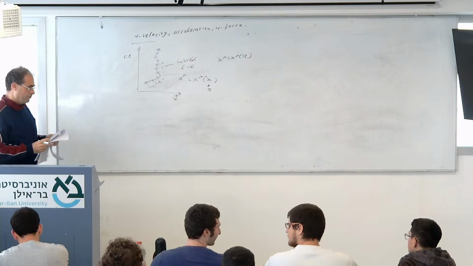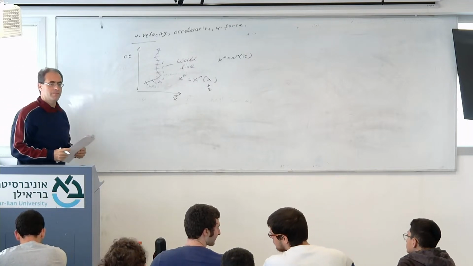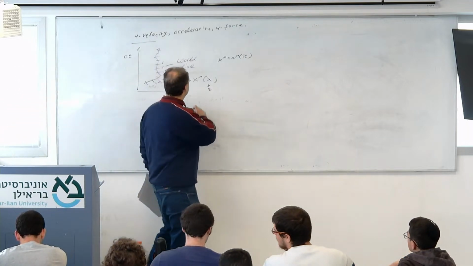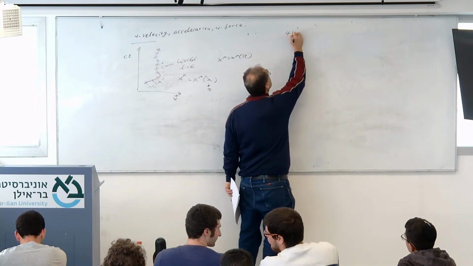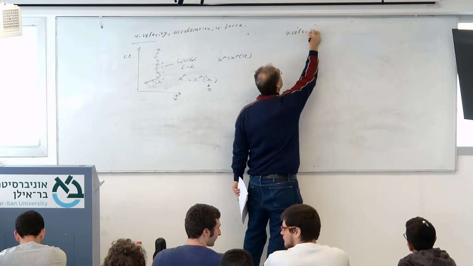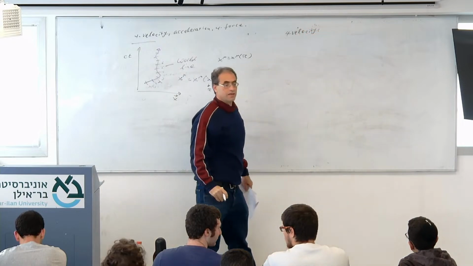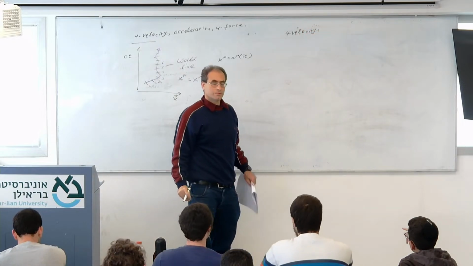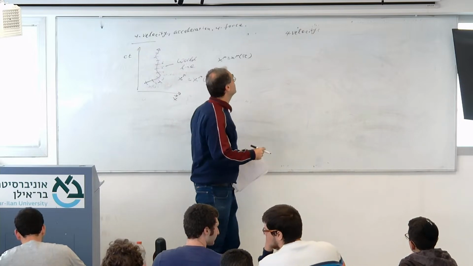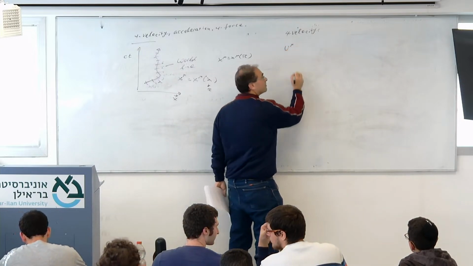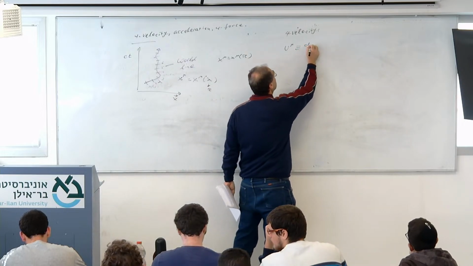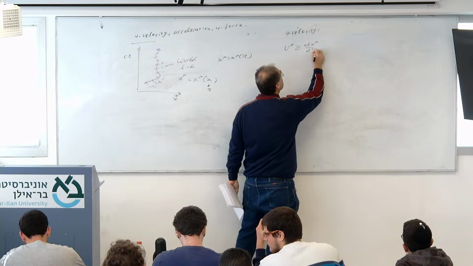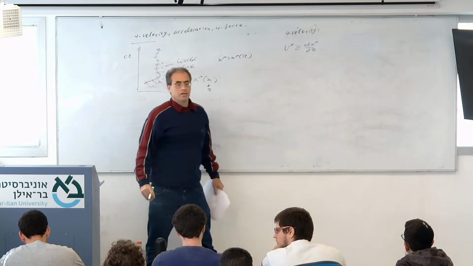Now we can define the four-velocity. If x^μ is a function of tau, what will be the four-velocity? dx^μ over dτ. So this is the definition: u^μ, that's another four-vector, is defined as dx^μ over dτ. Any questions?